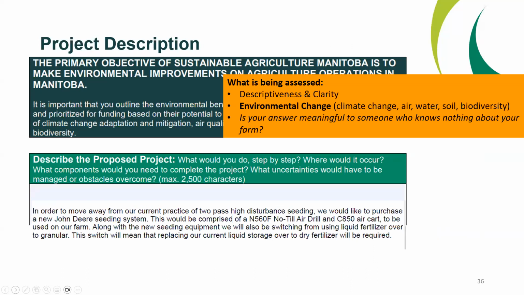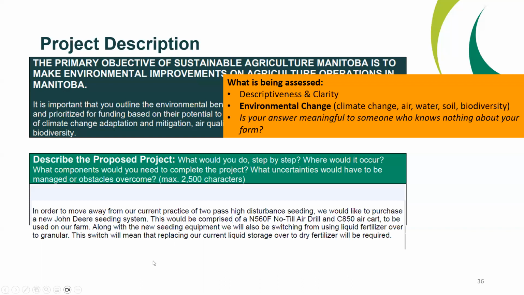And the next question that you need to answer is the project description. What we're looking for here is descriptiveness and clarity. A big portion of your answer should demonstrate environmental change. One thing to keep in mind when answering any of these open-ended questions is: is your answer meaningful to someone who knows nothing about your farm? Because in essence, we as reviewers will not have any idea who you are, what your landscape looks like, or what you're planning in your head for your project. So here's an example of a good answer to describing the proposed project.